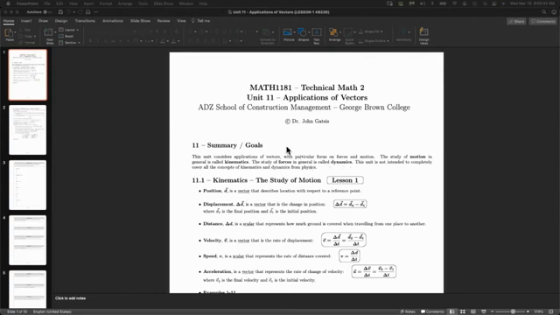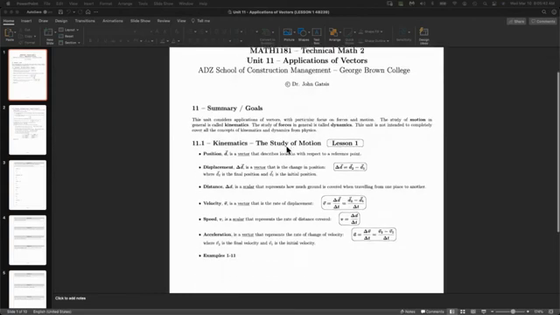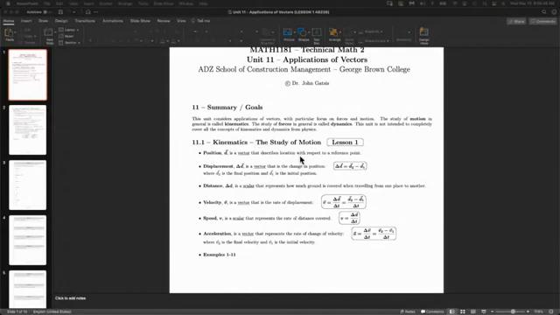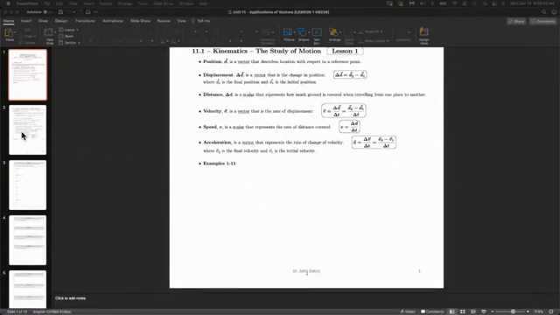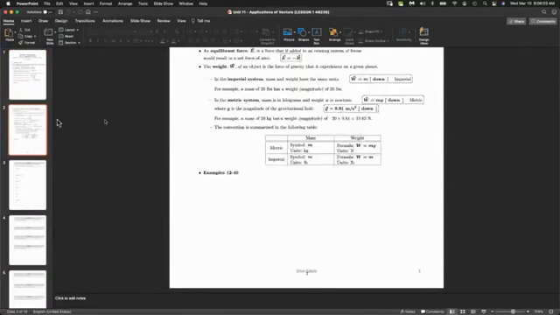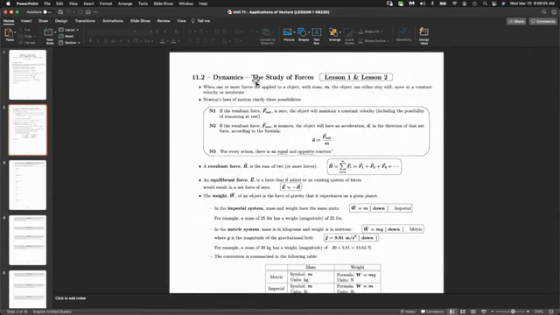So this booklet is divided into two parts. The first part is called kinematics. Kinematics comes from the Greek word kinesis, which means motion. And so therefore we have the study of motion. And then we have the next half of the chapter, which is dynamics. And dynamics comes from another Greek word, which relates to the word force. So we have the study of forces.